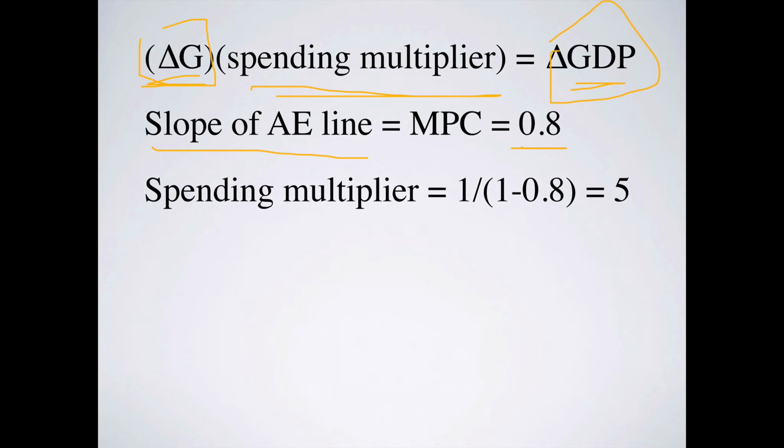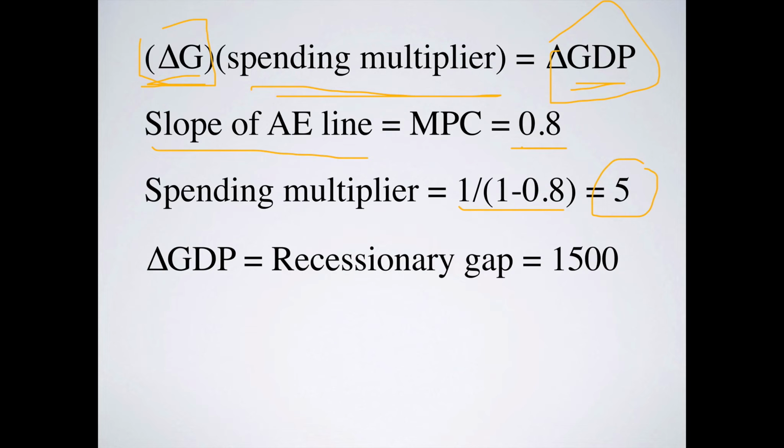We're going to plug that into our formula for the spending multiplier. It's 1 over 1 minus the MPC. In this case, 1 over 1 minus 0.8, which is 1 over 0.2, which gives us 5. So the multiplier is 5 in this example. Whatever our initial change in spending is going to get multiplied by 5. Okay, so our recessionary gap, like I mentioned, is 1,500, and that is the size of the delta GDP that we need to see in order to bring us to full employment equilibrium, to our potential GDP.